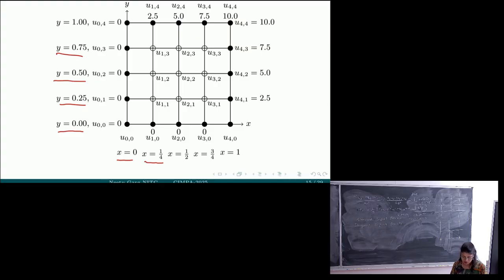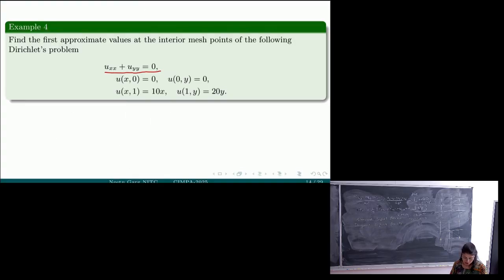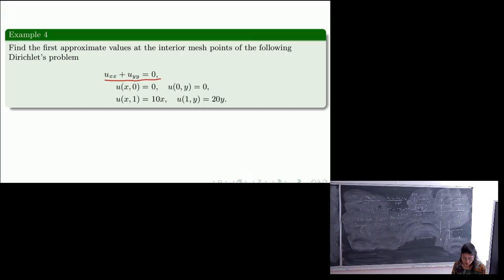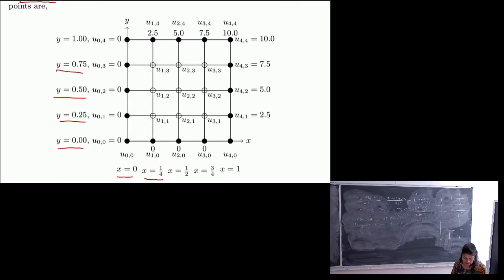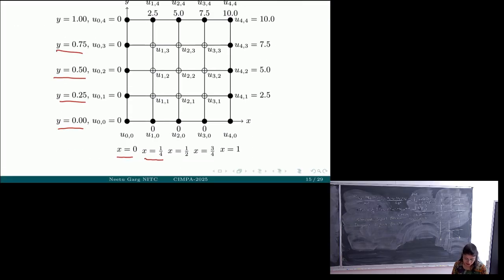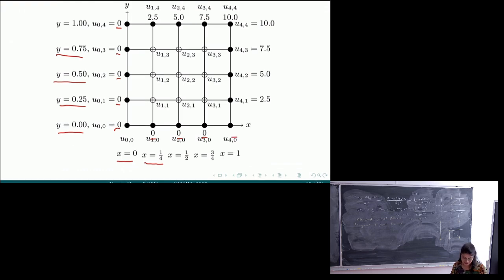Now, when x is equal to 0 and y is equal to 0, the function value is given to be 0. So you can see here that when x is equal to 0, the function value is given to be 0, all these values are 0, and here also the function value is 0. So these 2 boundaries, I know the values.